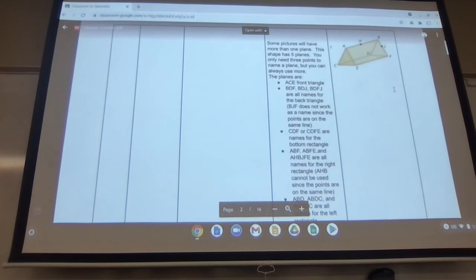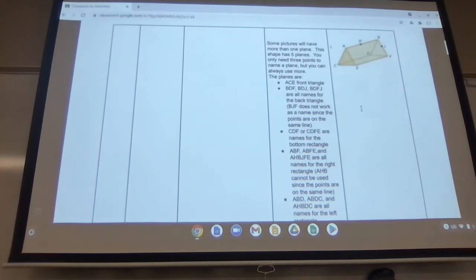If you look at this picture on the right, this picture actually has 5 planes. We've got this plane ACE, which is this little triangle up front. That's one plane. We've got another triangle in the back, plane BDF. And then we've got 3 planes that are the sides. You've got the bottom that the figure sits on, the plane that contains points C, D, E, and F. We've got a plane on the side over here, which contains points A, E, F, J, B, and H. And then you've got a plane in the back that contains points B, H, A, C, and D. So those are all the planes in the picture.